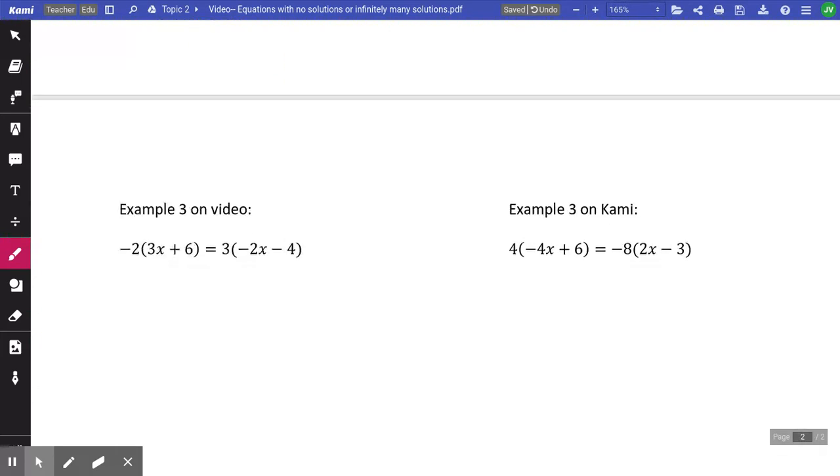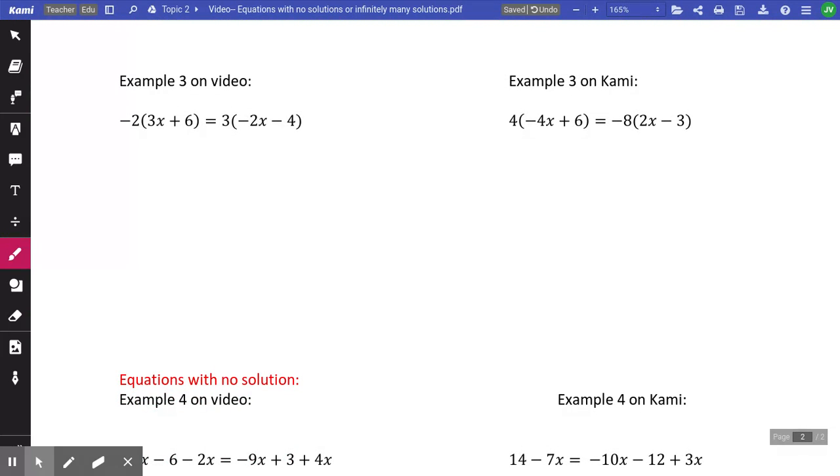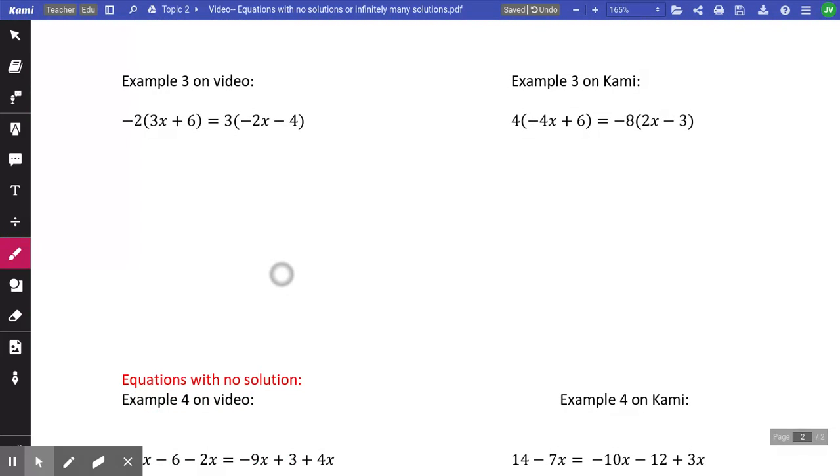All right. Example 3. Again, it's infinitely many solutions. So let's take a look at what I can do here to make the expression on each side simpler. I use the distributive property, multiplying this -2 with all the terms that are inside. So I get -2 times 3x, -6x, -2 times +6, I get -12 equals 3 times -2x, I get -6x. 3 times -4.